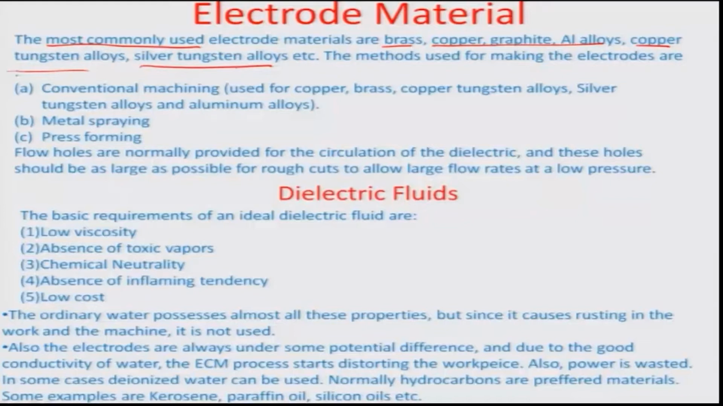The methods for making the electrodes are either conventional machining, that is something that one can think of directly, and these are particularly used for copper, brass, copper tungsten alloys, easy to machine materials, even silver tungsten alloys, aluminum alloys, etc. Graphite is not that easy to machine, and so there is some other method that can be deployed for depositing graphite on the surface of any other material, which would give enough strength for sustaining the vibrations, etc., that are being imposed by the spark generation process alone.